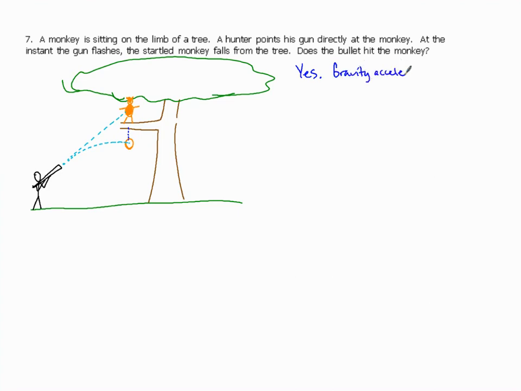Gravity accelerates the bullet and the monkey downward at the same rate.